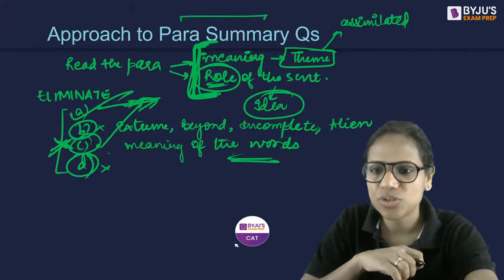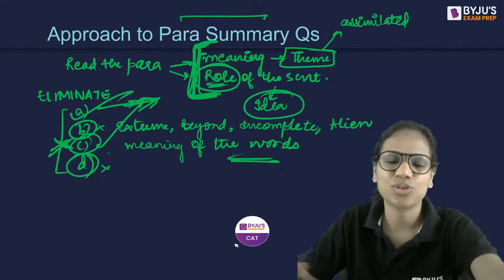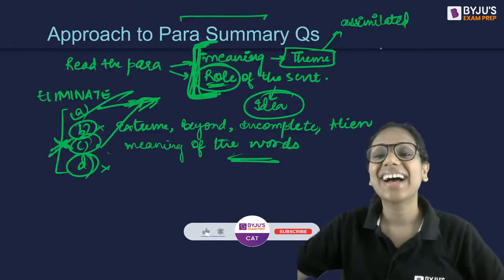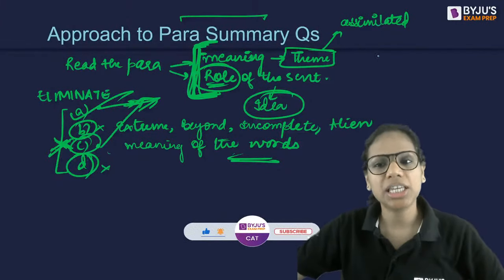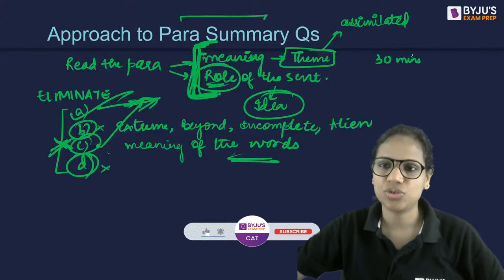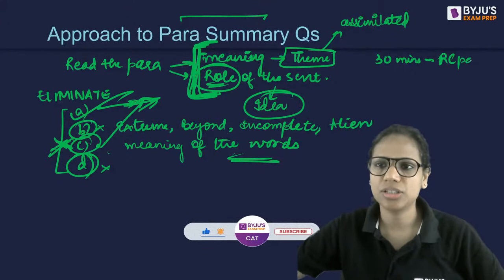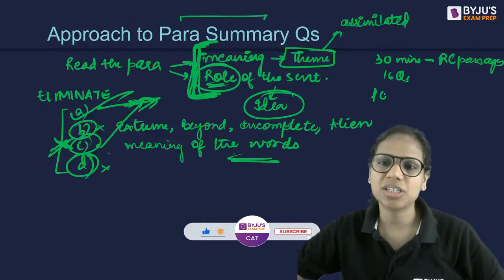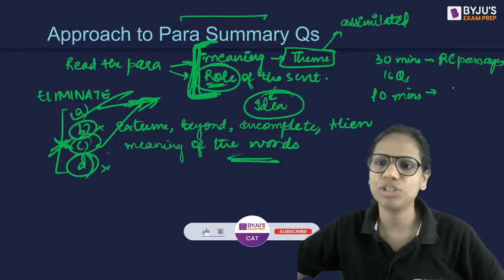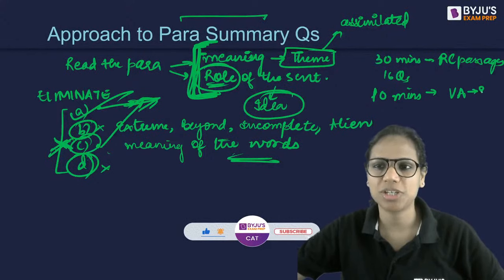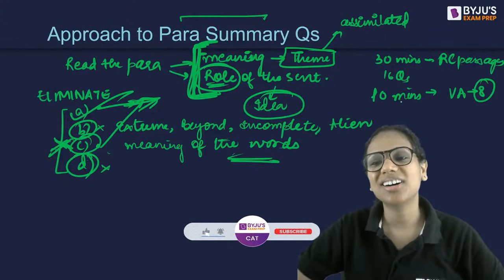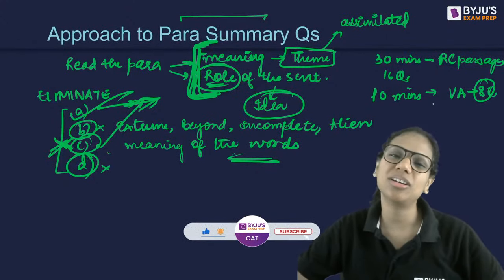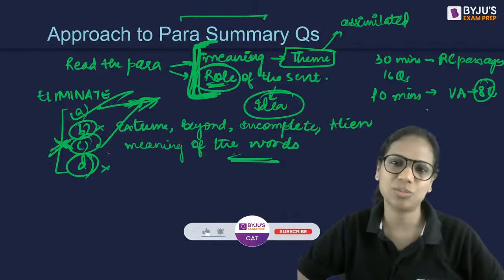Okay, so now there are some questions here. In what time should we be able to solve a para-summary question? Usually, in case you take 30 minutes for your RC passages, 30 minutes for those 16 questions, then you are left with 10 minutes for the VA portion, all the 8 VA questions. So 8 questions, 10 minutes, so a little over a minute is what you get for a para-summary question.